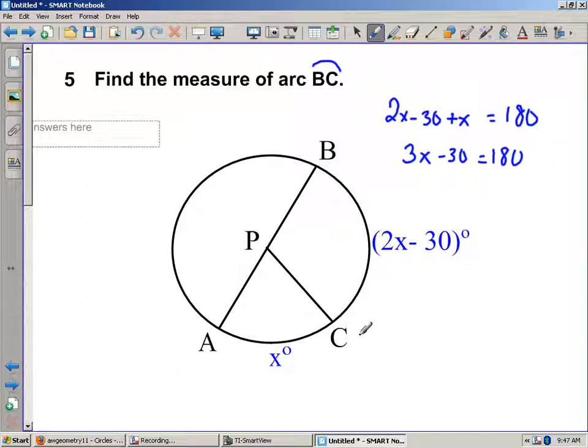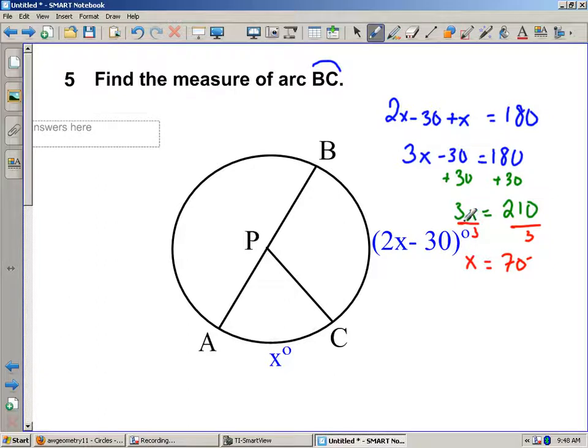So I'm going to add 30 across the equal sign. And so 3x equals, looks like 210. And now if I divide by 3, x equals 70 degrees. Well, that's just what x is. So this angle down here is 70 degrees.